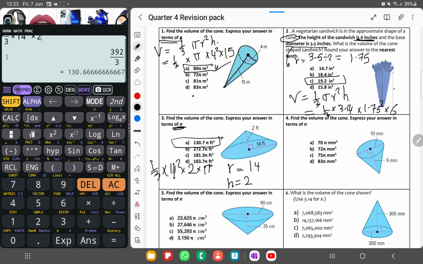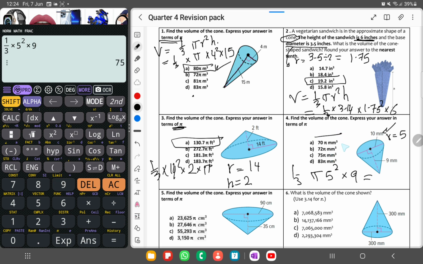Very good. Next, here the diameter is 10, so radius is 5. The same idea. 1 over 3 pi r squared, which is 5 squared, times height, which is 9. Very good. 1 over 3 times 5 power 2 times 9, so 75 pi.